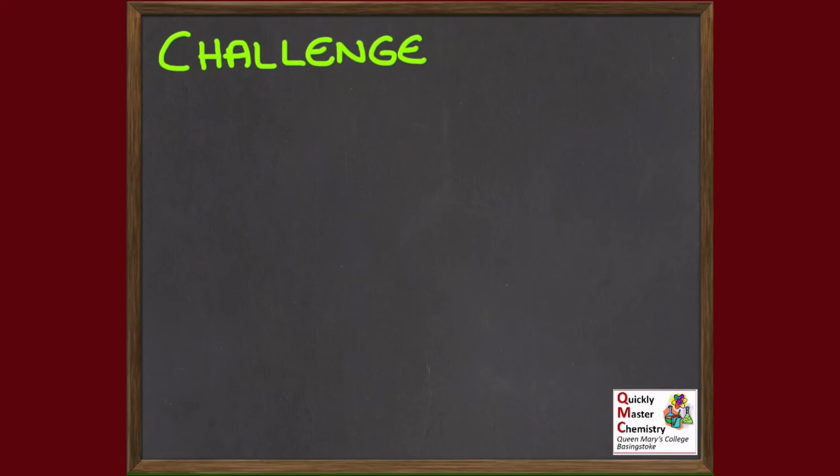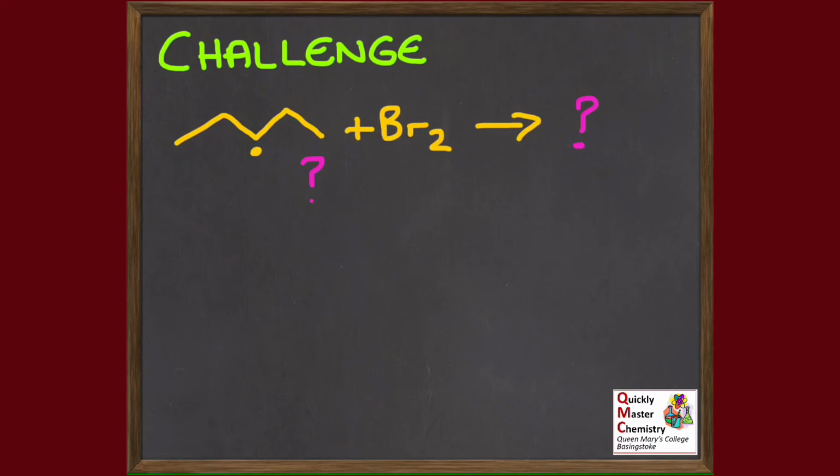What follows now will be a series of challenges which might involve one or more of the steps we've just been mentioning: the initiation, propagation and termination. So in each case you'll see a reaction and you need to pause and consider what kind of radical processes could be taking part in this. So here's your first one.